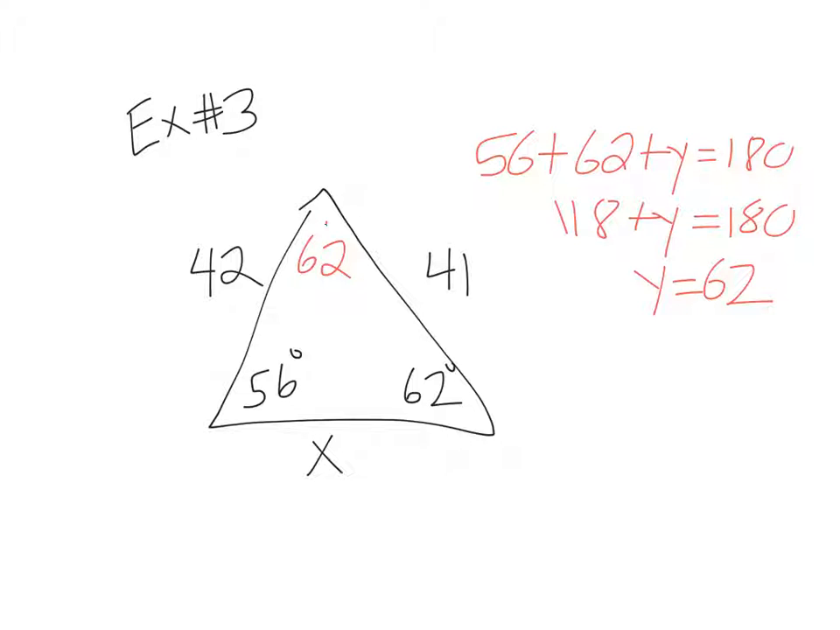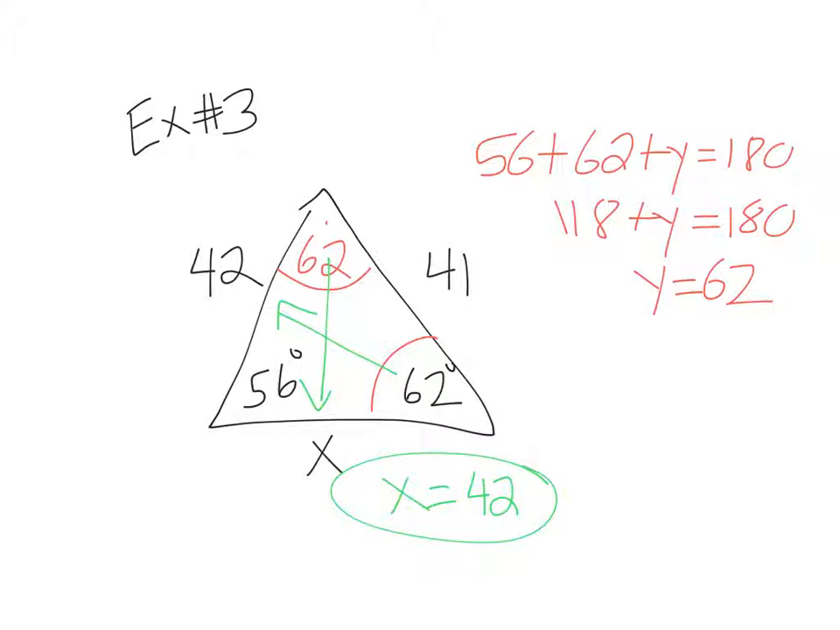And suddenly you're like, oh, that's incredibly helpful, because look, these angles end up being the same. Well, if those angles end up being the same, then we know the sides opposite them are congruent. We know this is congruent to this, which tells us that x is equal to 42. Okay?